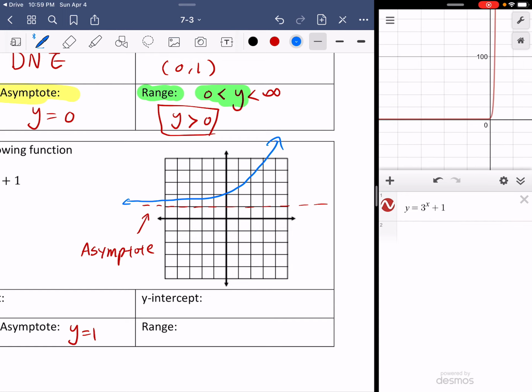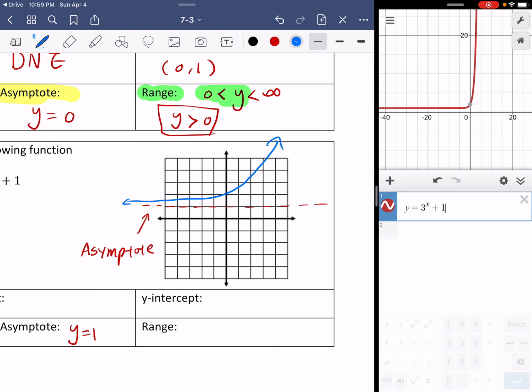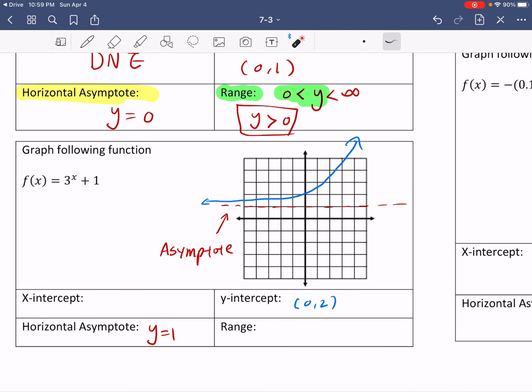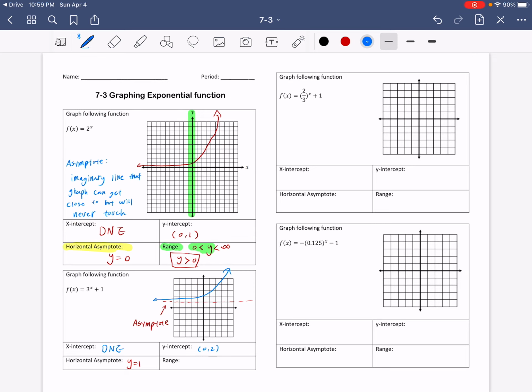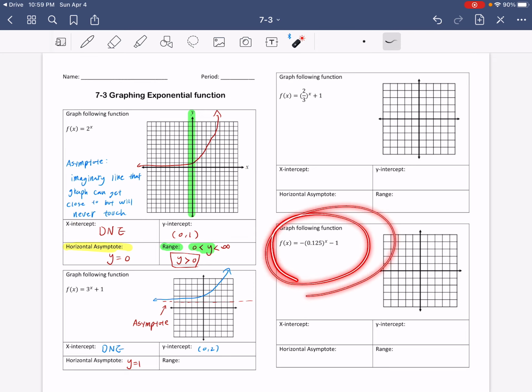So let's look at the x-intercept and y-intercept. The y-intercept is (0, 2) in this case. Pretty easy. But for the x-intercept, as you can see, this graph will never go below 1, which means it will never touch this line anyway. So the x-intercept does not exist in this case, okay? Not always, just this case. Because if you look in here, because of this -1, you will actually see an x-intercept in that case, okay?